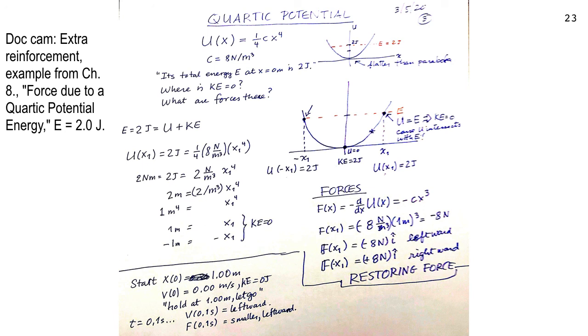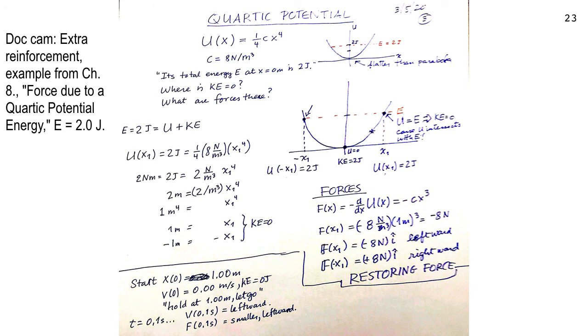All right. And the question is, find the positions where the kinetic energy is equal to 0. There are 2 of them. And then what are the forces there? Okay. Now, this red horizontal line, that's a graph of the 2-joule curve. It's a straight horizontal line. This is a graph of U.